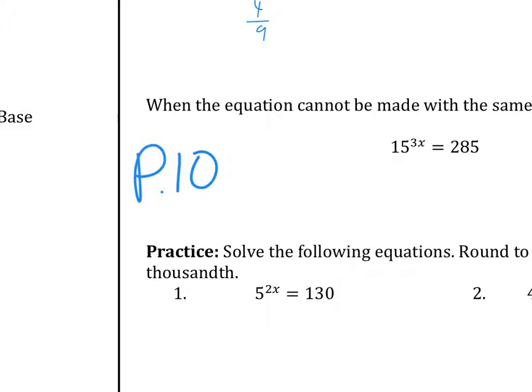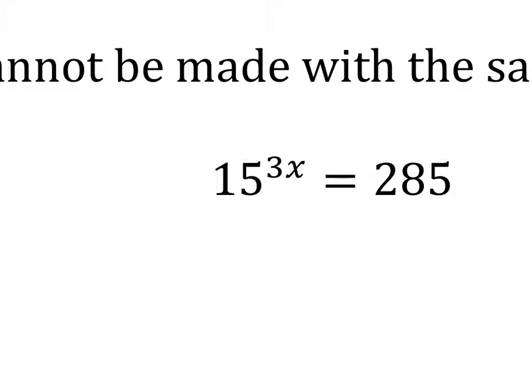15 to the 3x is equal to 285. Can we change 15 and 285 to have the same base? No, we cannot. So we cannot solve this problem using the simple way, which is just making the bases the same. What we want is to solve for x, which means I need to get that x down. It's in the exponent right now, so I have to move it down.